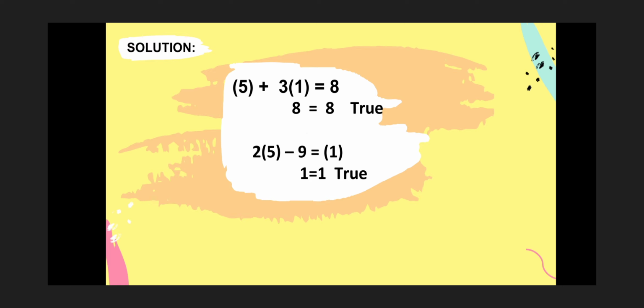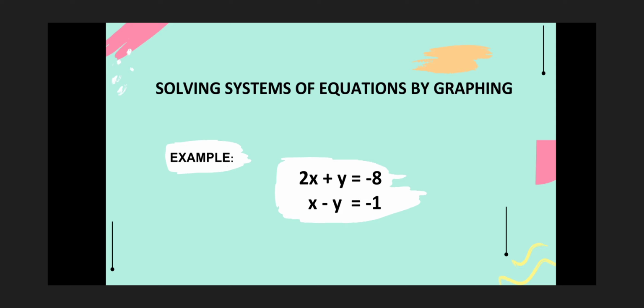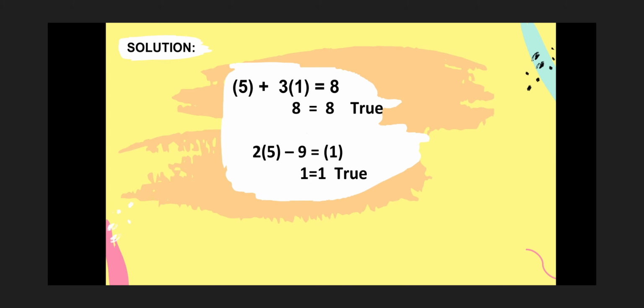Yung x is 5 plus 3 times the value of y is 1. 5 plus 3 equals 8. So, true. Sa second equation natin kanina na 2x minus 9 equals y, yung x natin is 5. 2 times 5, 10, minus 9 equals 1. And then the value of y is 1. So, therefore, it is true. So, therefore, yung binigay kong ordered pair kanina is a solution set to the system.